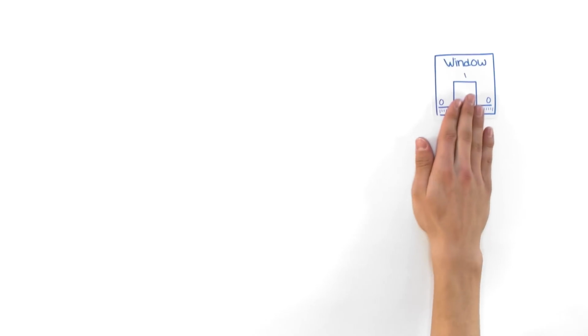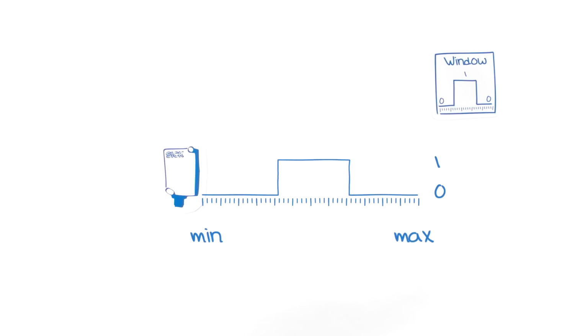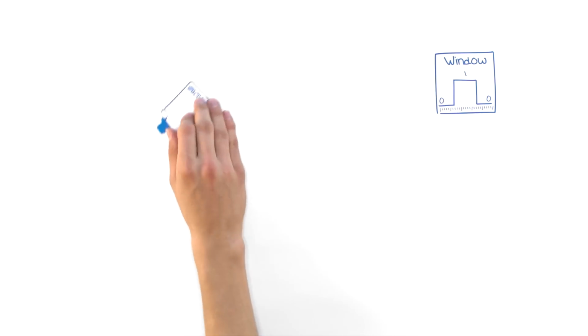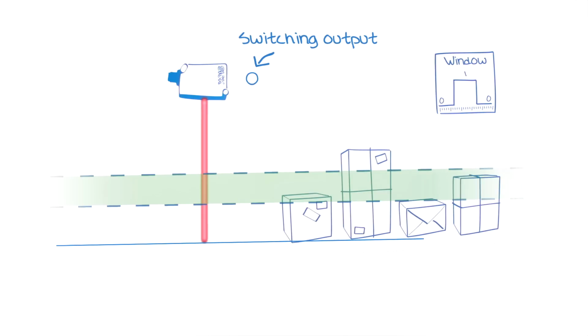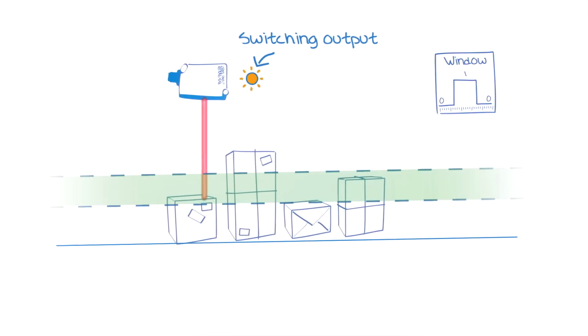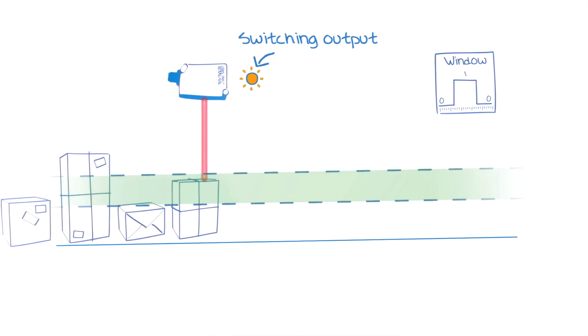In window mode, a switching window is taught in. As soon as the object is between the two switching points, the sensor is activated. This mode can be used to check specified dimensions or to sort objects by size.